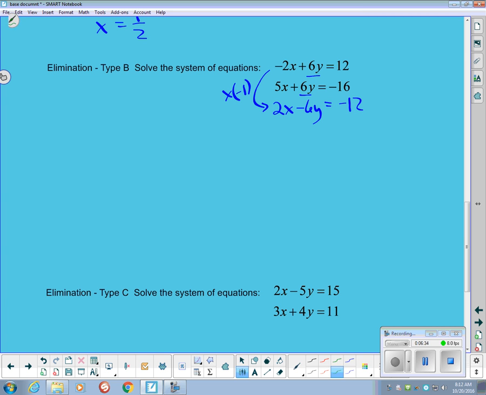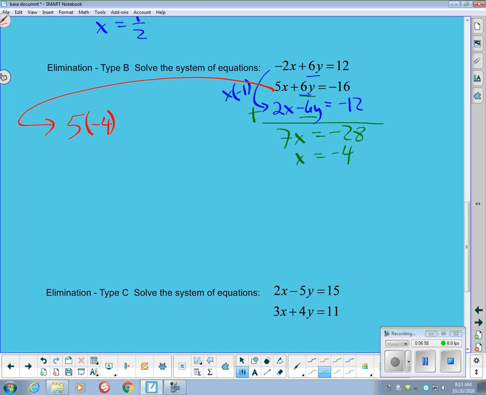And now I have those opposites showing up, so I can add together and I will get 7x is equal to negative 28. So x is negative 4. And again, continuing on with what I've done before, now that I know the x is negative 4, I'll take the second equation this time.